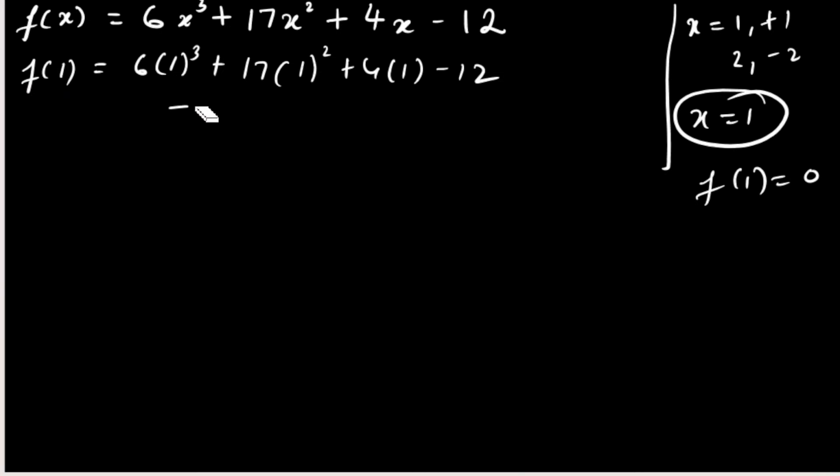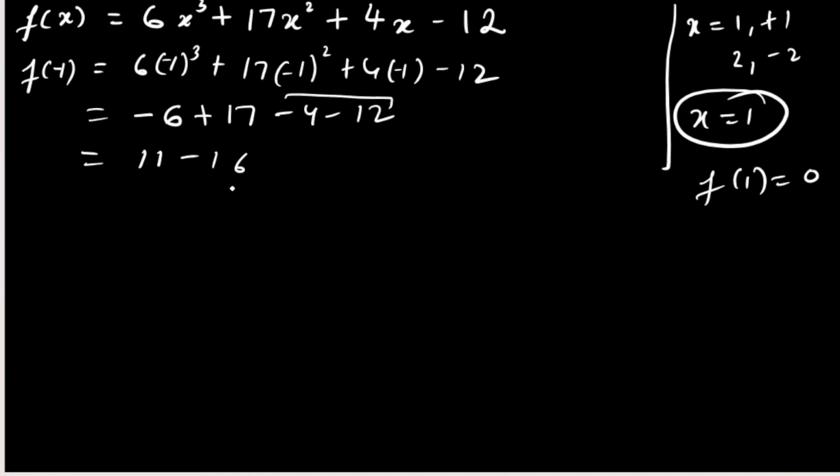Let's check with minus 1 now. F of minus 1, I am writing, wherever we wrote 1, I'll just write minus 1. So this will become, cube of a negative is negative only. So 6 into minus 1 is minus 6, plus 17, in square of a negative is positive, so 17 into 1 is 17, minus 4, minus 12. Let's simplify this. So 17 minus 6 is 11, and this is minus 16. Minus minus plus. So here also this will not be equal to 0.